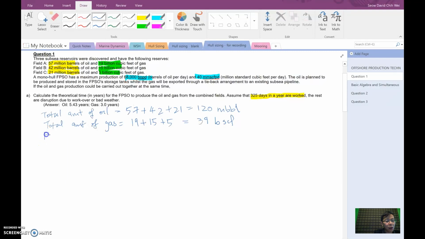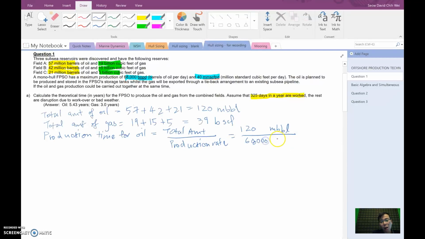So production time for oil would then equal the total amount divided by the production rate. And that would give me 120 million barrels over 68,000 barrels of oil per day.